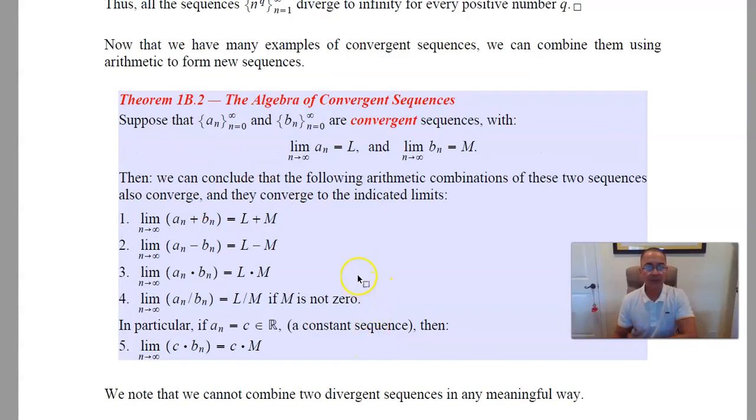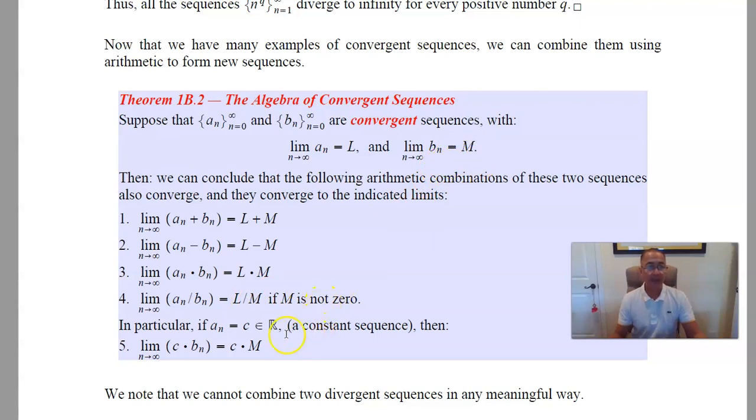All right, so when we know that 2 sequences converge, then we can actually combine them. Suppose that we had 2 sequences a sub n and b sub n. A sub n has limit L and b sub n has limit m. Then we can combine them using arithmetic. The limit of a_n plus b_n is L plus m, the sum of the limits. The limit of a_n minus b_n is L minus m. The limit of the product, a_n times b_n, is L times m. The limit of the quotient is L divided by m, but of course we cannot allow m to be 0.